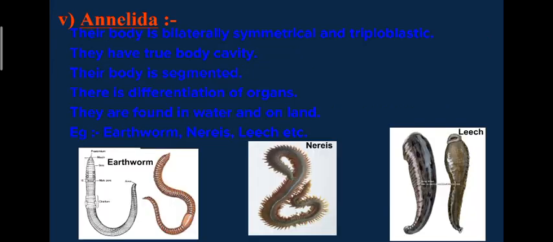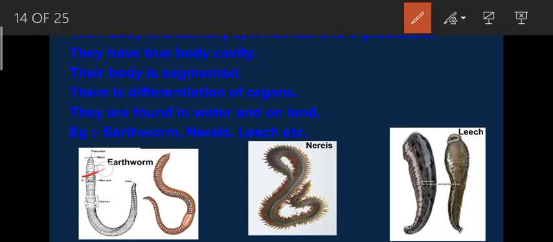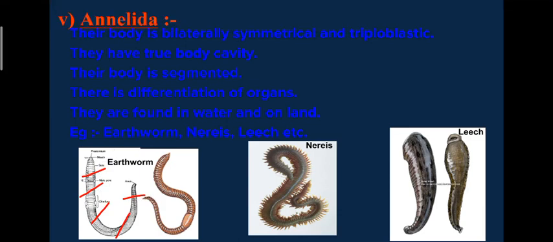Annelida came from the word annulus. Annulus मतलब ring-like structure. You can see these have segments on their body, है ना? The body is divided into segments. That is why these are called as annelids. So these are first true segmented organisms. Like other worms, these are also bilaterally symmetrical, and these are also triploblastic.